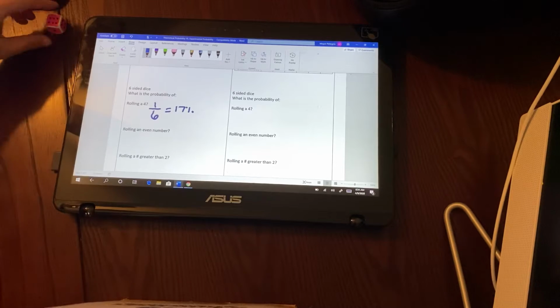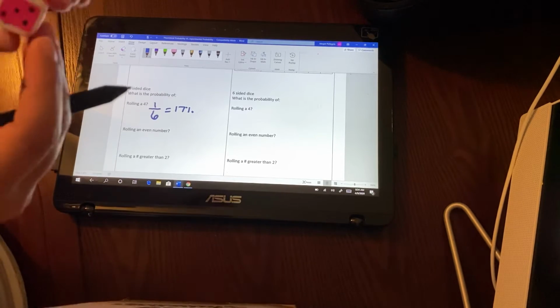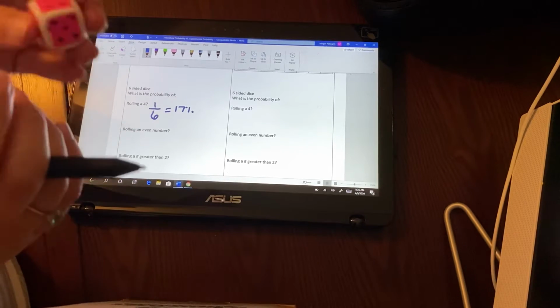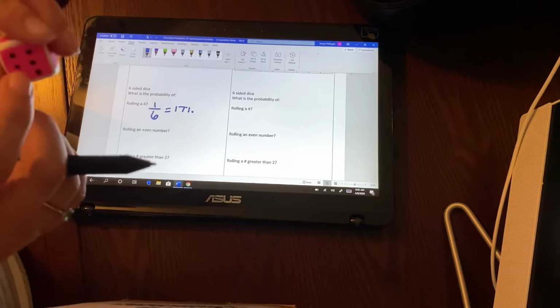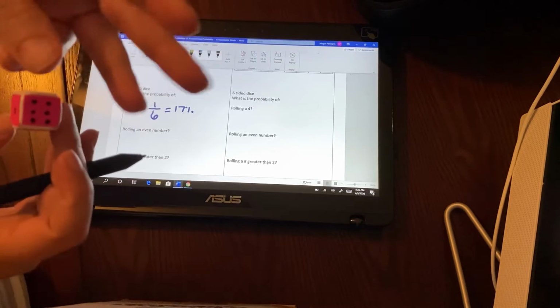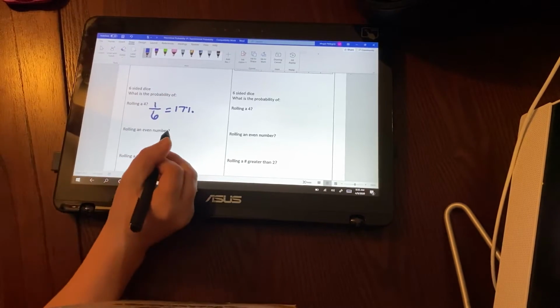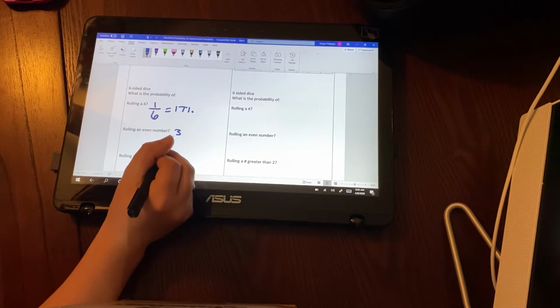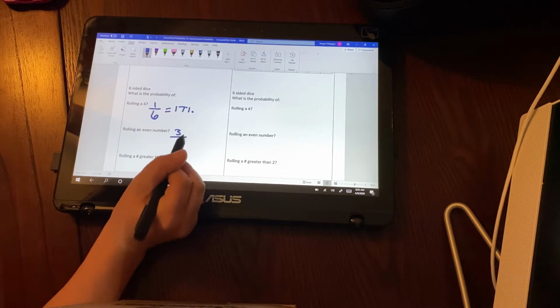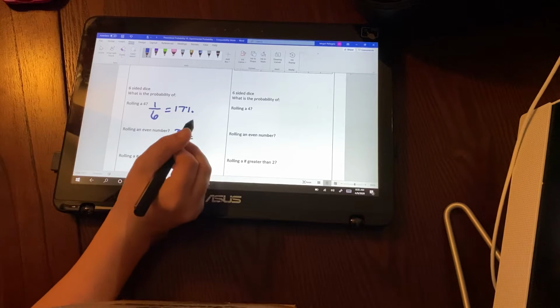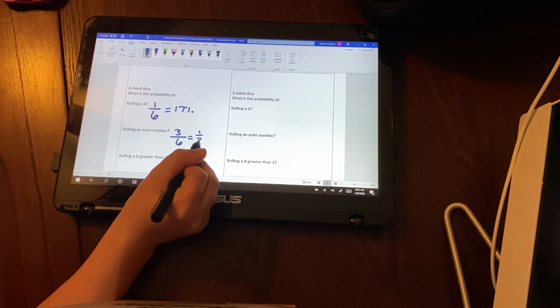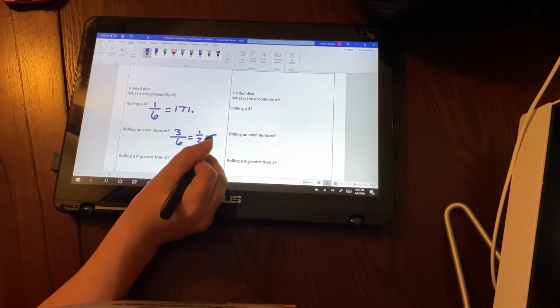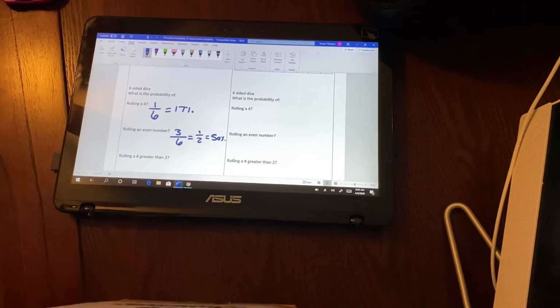Rolling an even number. Okay, so we have the numbers 2, 4, 6. There are 3 even numbers, 3 possibilities out of a total of 6. And we know that that simplifies to 1/2, and 1/2 as a percent would be 50%.